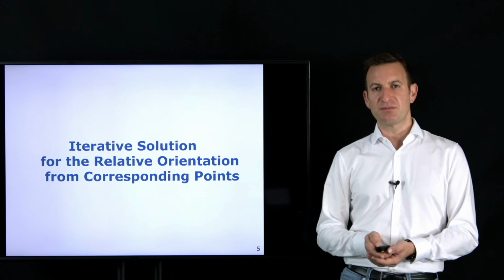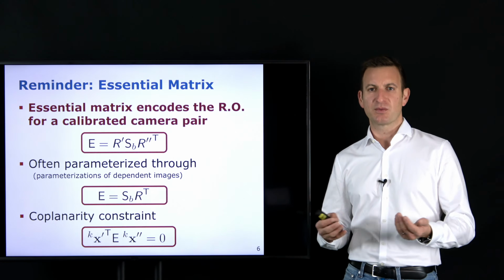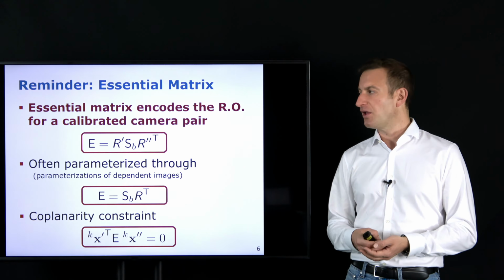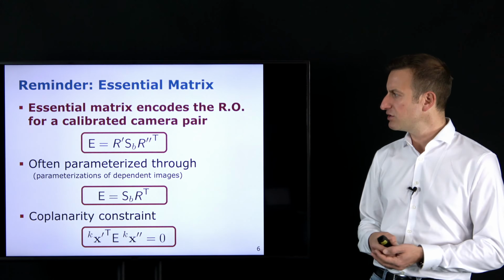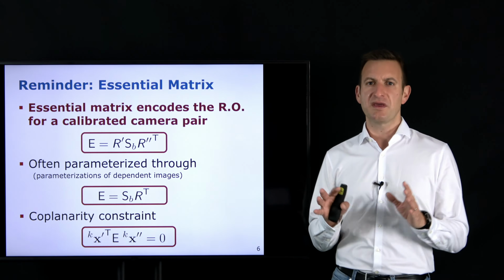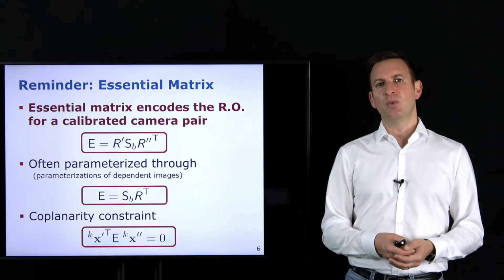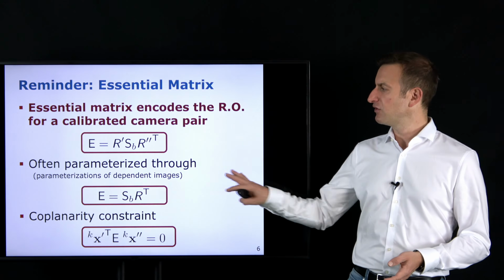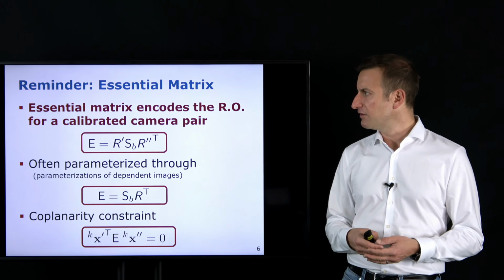Before we start, a very brief reminder about the essential matrix. So this is the matrix that we will be exploiting here in order to estimate the 5 parameters of the relative orientation for the calibrated camera. So again, the essential matrix is only there for the calibrated camera. If we have an uncalibrated camera, we would need to go for the fundamental matrix, but here we do this exercise now for the essential matrix.